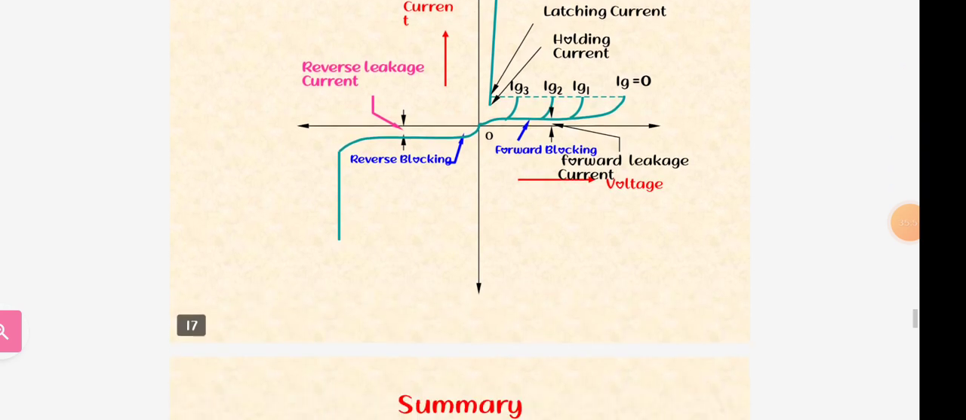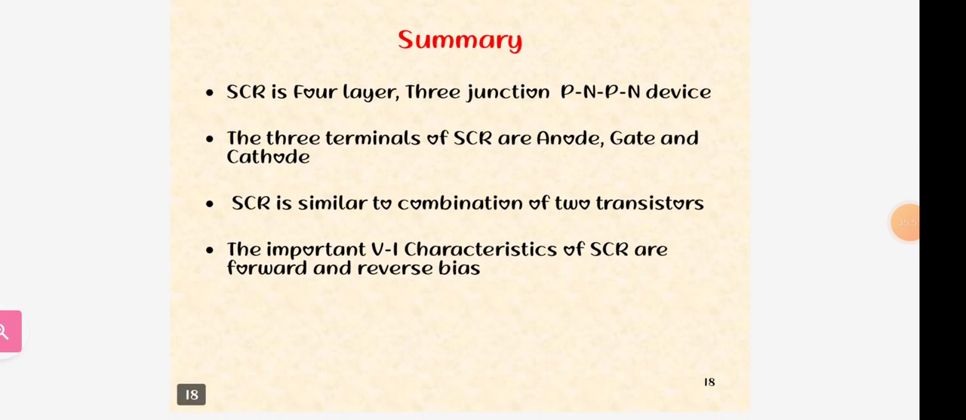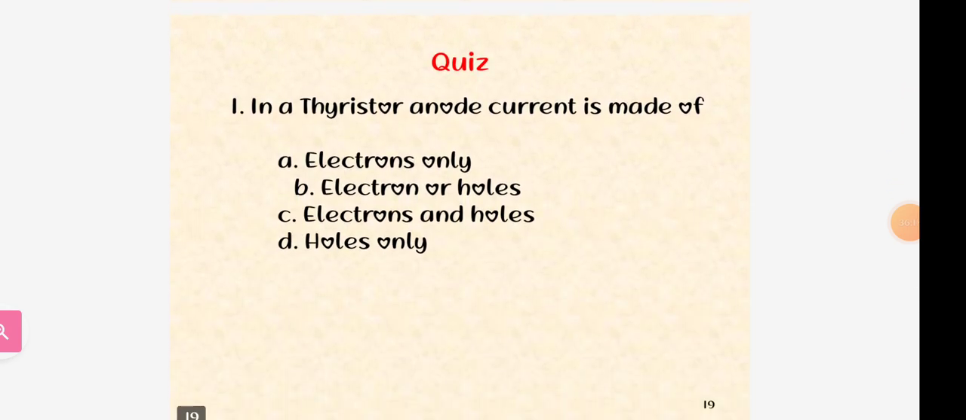And also here is the summary: SCR is a 4-layer, 3-junction PN device. The 3 terminals of SCR are anode, cathode and gate, and also SCR is similar to a combination of 2 transistors. The important characteristics of SCR are forward and reverse bias.